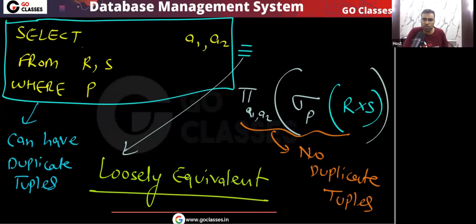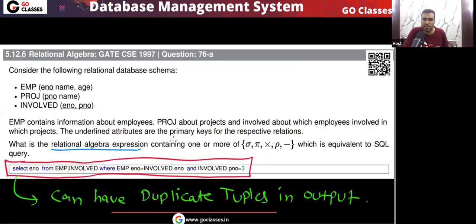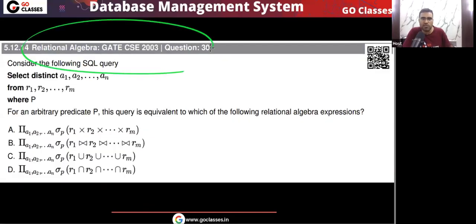Okay, so this thing you can mention in this subjective question. But actually this question is very good. See, this GATE 2003 question is very good because they are giving you DISTINCT. Yes or no? Is this clear? This GATE 2003 question, this is a beautiful question.